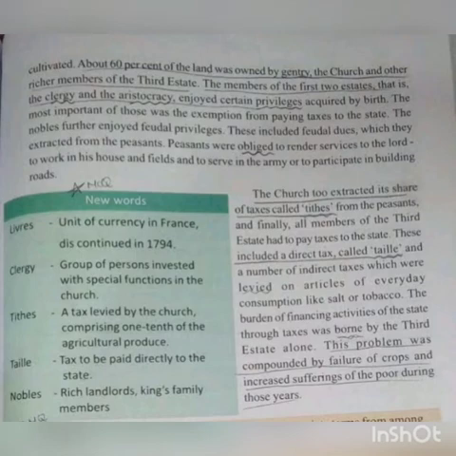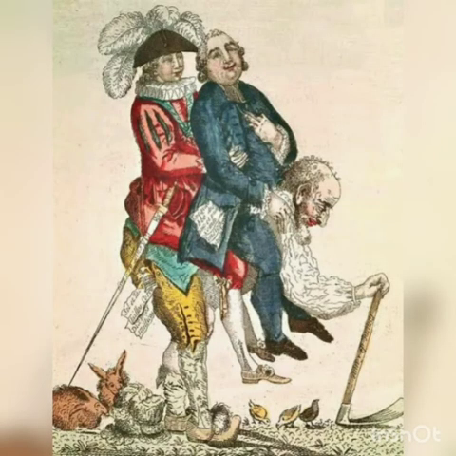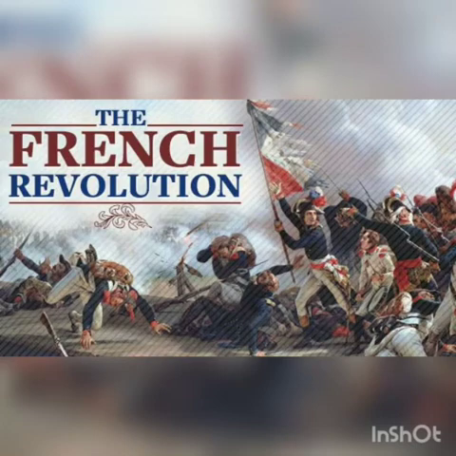So you can estimate how downtrodden these third estate people were. They belonged to the lower strata, but still they were always under the first and second estates of French society.